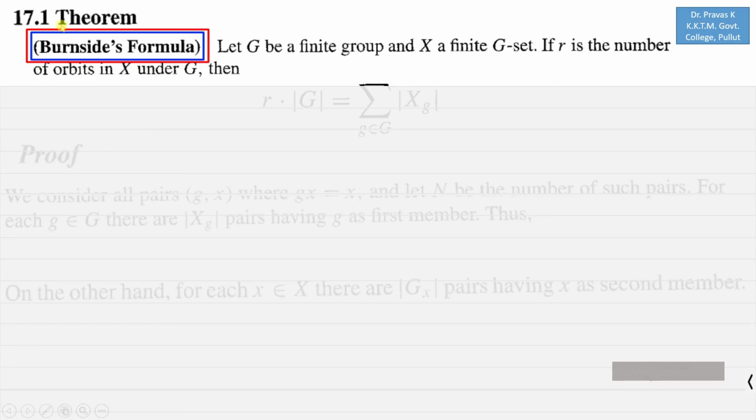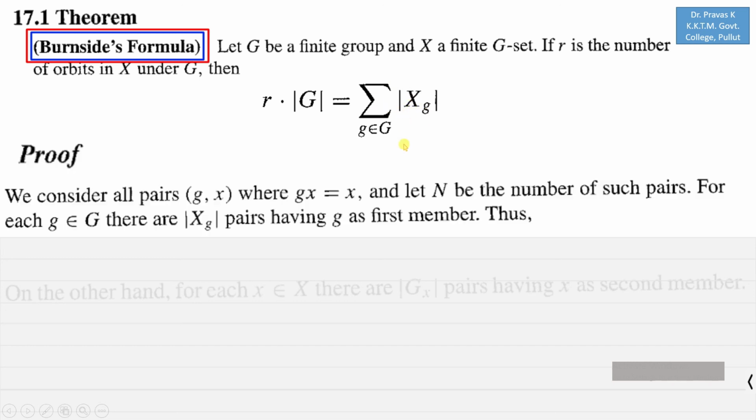The final result that we want to discuss is the derivation of Burnside's formula. It says that if R is the number of orbits in X under G, then R times order of G is the sum over G of order of Xg. Now in order to prove Burnside's formula, we just need to start with the collection of all pairs (g, x) with gx equal to x.